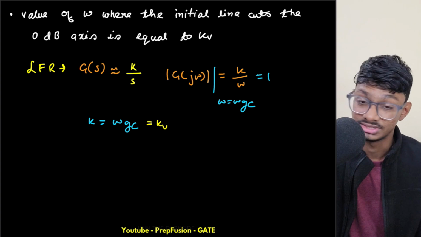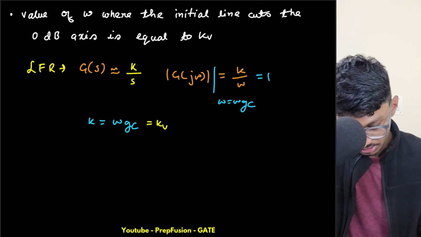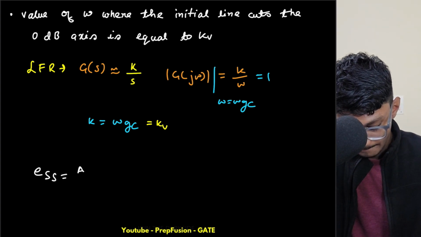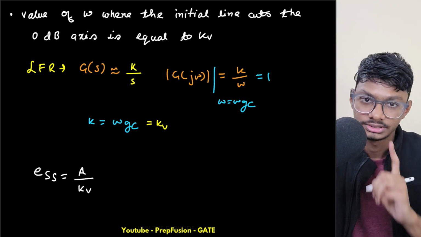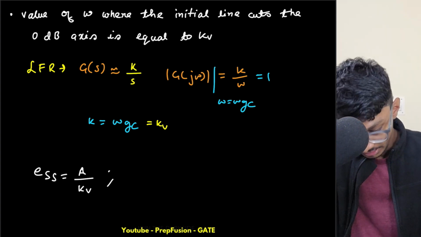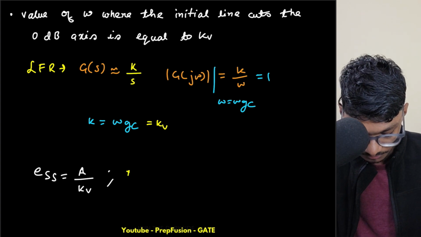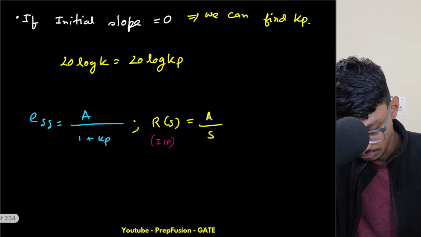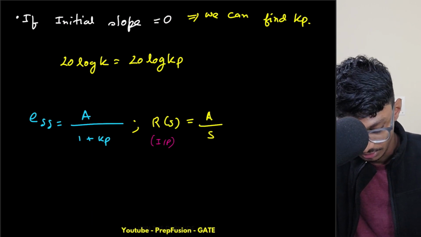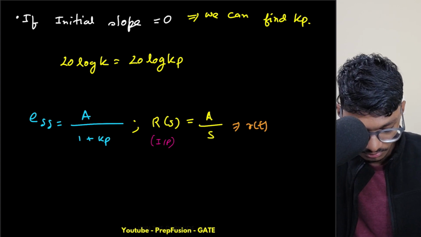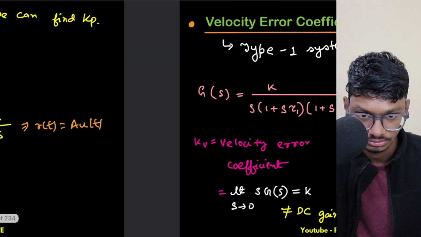And what is the steady state error formula? I don't recommend remembering this, but still, if you want to, the steady state error for this is A by Kv. Now very important, for what input is it A by Kv? For input r of t equals A u of t, a unit step type input. You can write it like this.